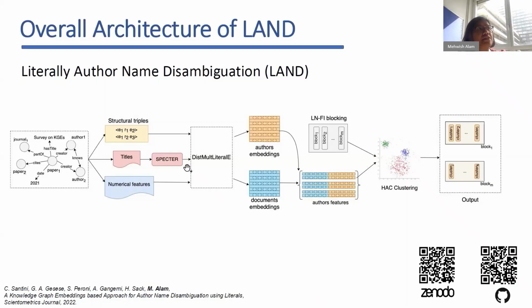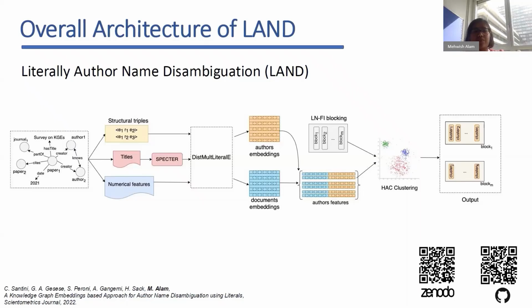Now, SPECTER is the fine-tuned version of BERT over scientific articles. So this made more sense for us than using the whole BERT. And then we learned the author embeddings and the document embeddings. Well, it was within one stage. So this is just to show you that we had this kind of information.